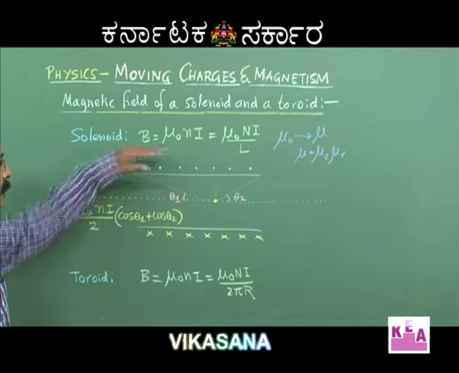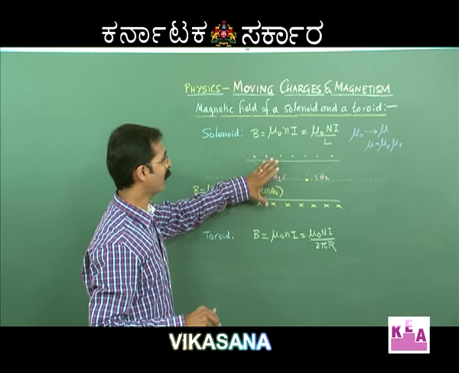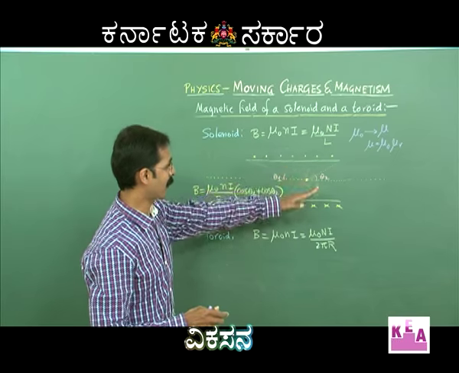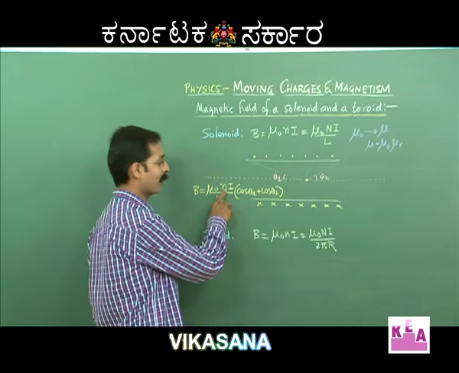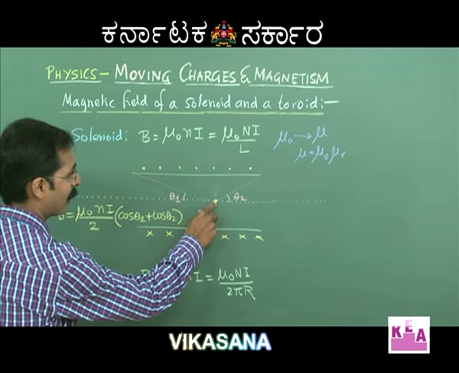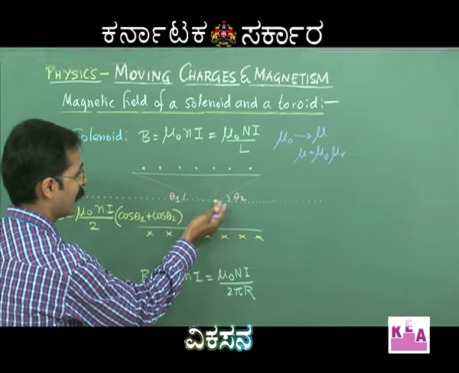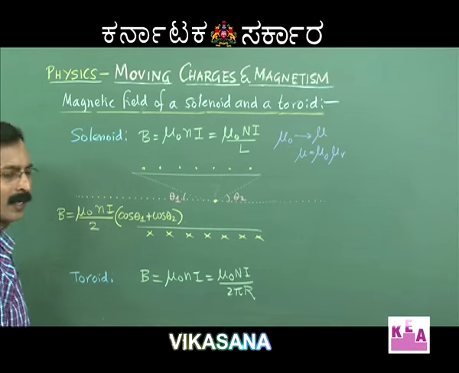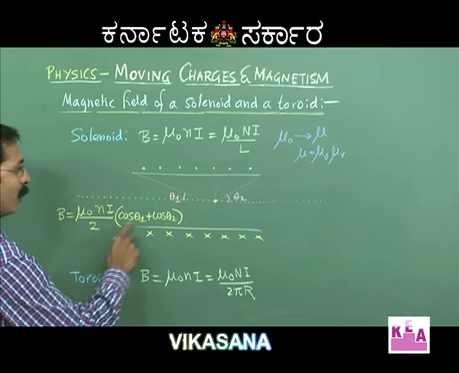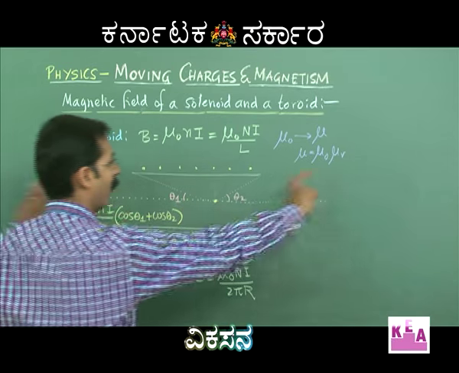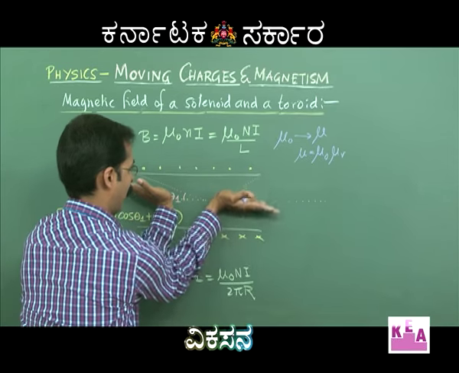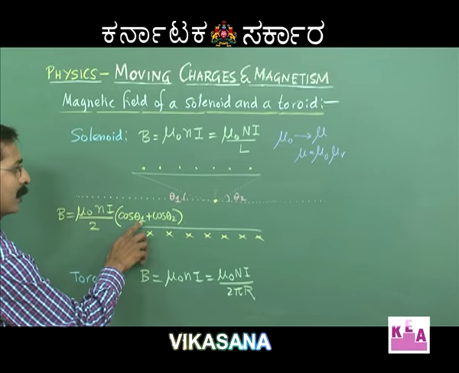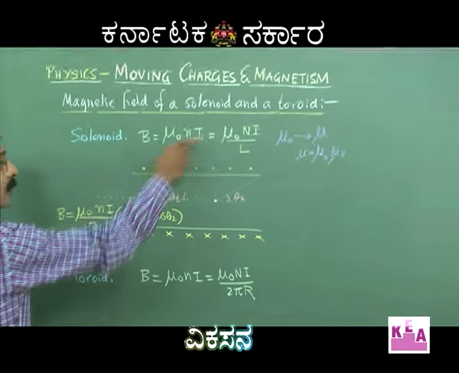This is for a very long, thin solenoid. But if you have a short solenoid, larger in diameter, the number of turns per unit length is even now n. You are calculating the magnetic field somewhere here. As shown in the figure, theta 1 and theta 2 are the angles made by these two lines with the axis of the solenoid. Then the magnetic field here is given by mu naught n i by 2 into cos theta 1 plus cos theta 2. If you have a very long solenoid, these lines become parallel to the axis, and theta 1 and theta 2 reduce to 0. That gives cos 0 plus cos 0, that is 1 plus 1, the 2 gets cancelled, and it reduces to the same formula.